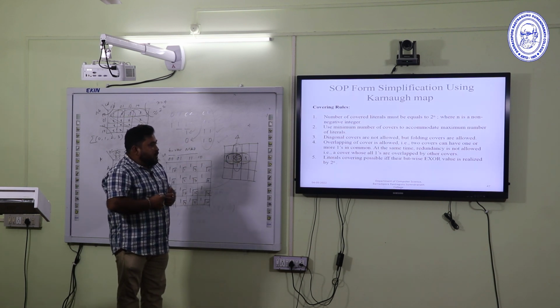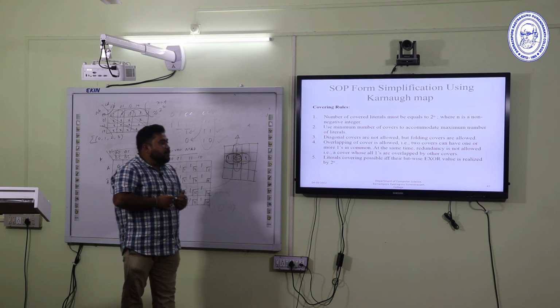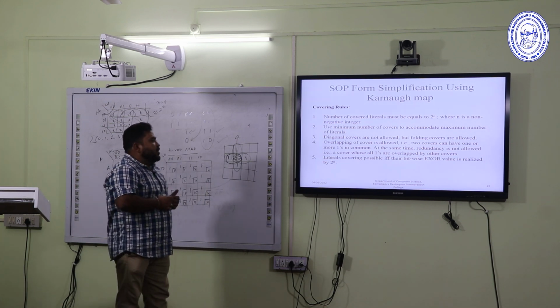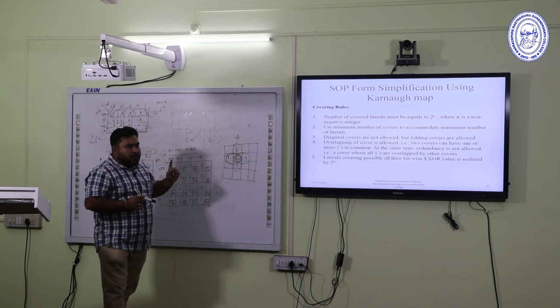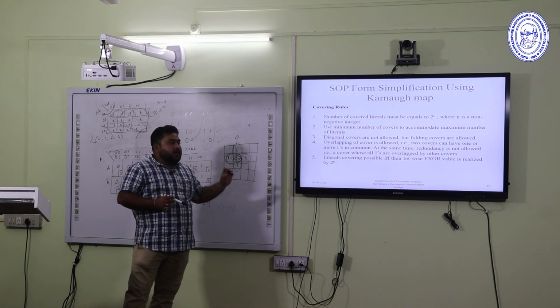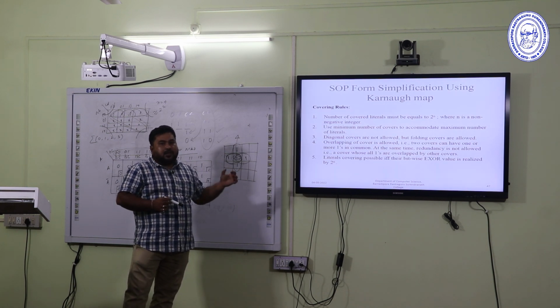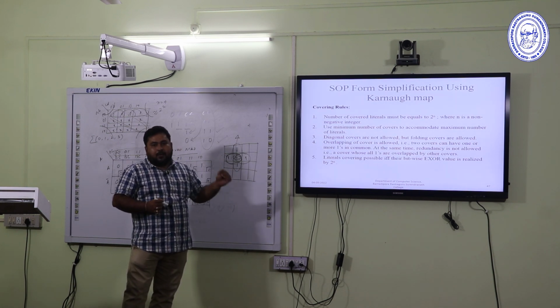And the fifth one is that the literal covering is possible if and only if their bitwise exclusive OR value is realized by 2 to the power n. That means we can cover only this kind of literals if their XOR value is realized by 2 to the power n, otherwise we can't cover.